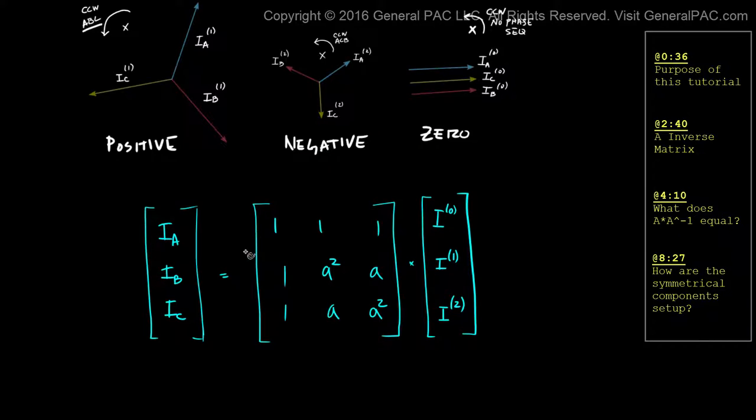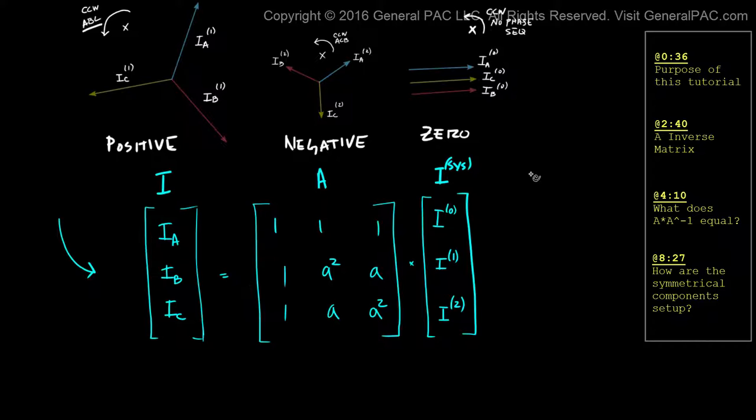In the previous parts, we learned how to decompose the positive, negative, and zero sequence components to get the system phasors. We came up with this matrix form which represented the system phasors in this column right here. So we'll call this I. And then we had this matrix here, which we defined as A. And then we had the symmetrical components. So the symmetrical components were zero sequence component, positive sequence component, and negative sequence component, right?